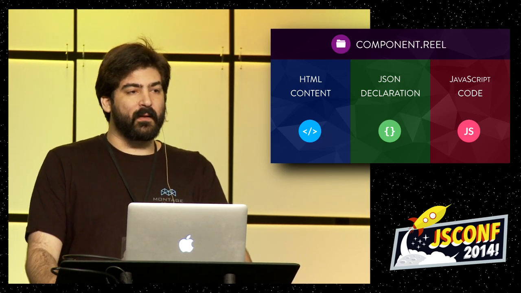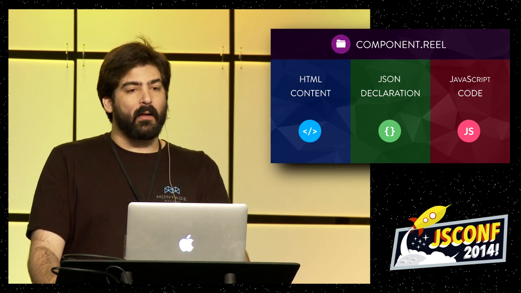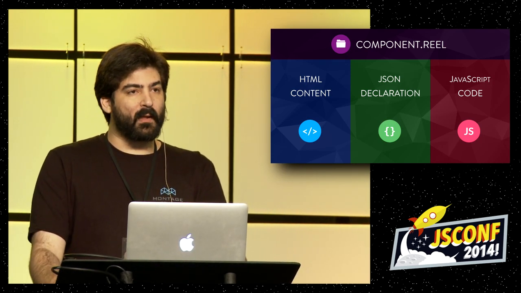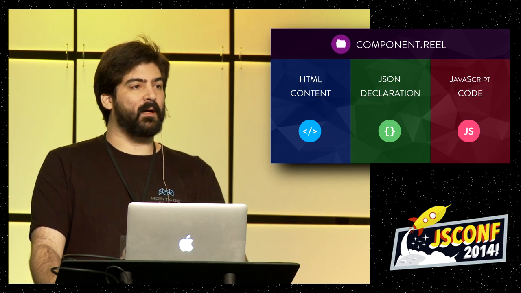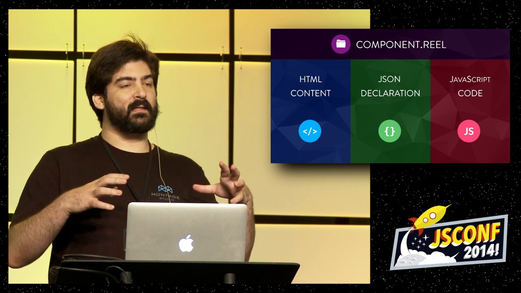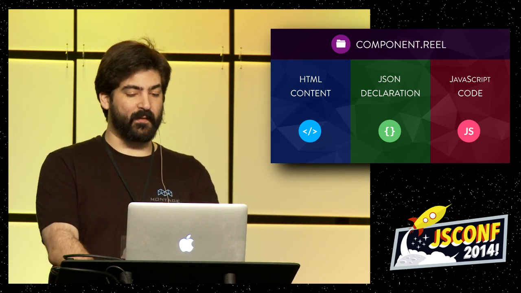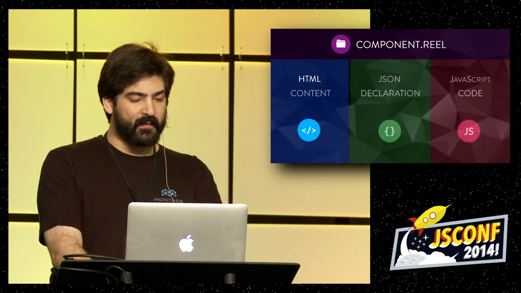But it does have one thing that's unique, and that's a JSON component declaration. That JSON declaration is where we describe the contents of the component and the way that the pieces inside connect to each other. We define our bindings and that sort of thing. So I'm going to talk a little bit about that now.